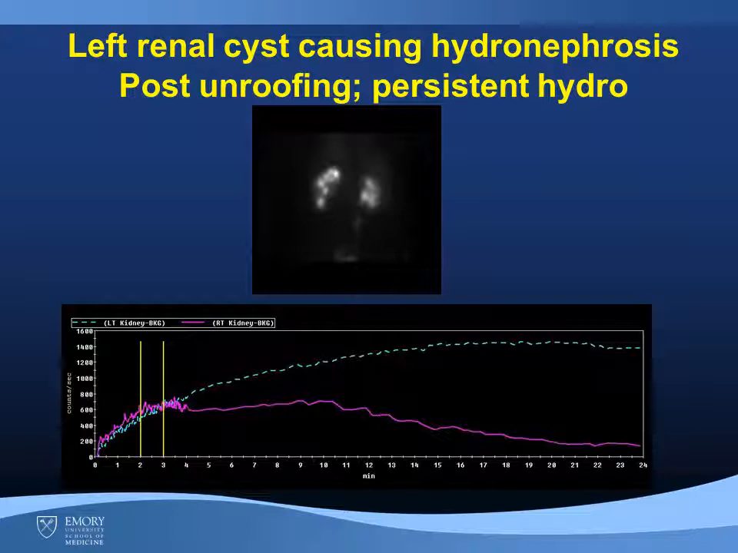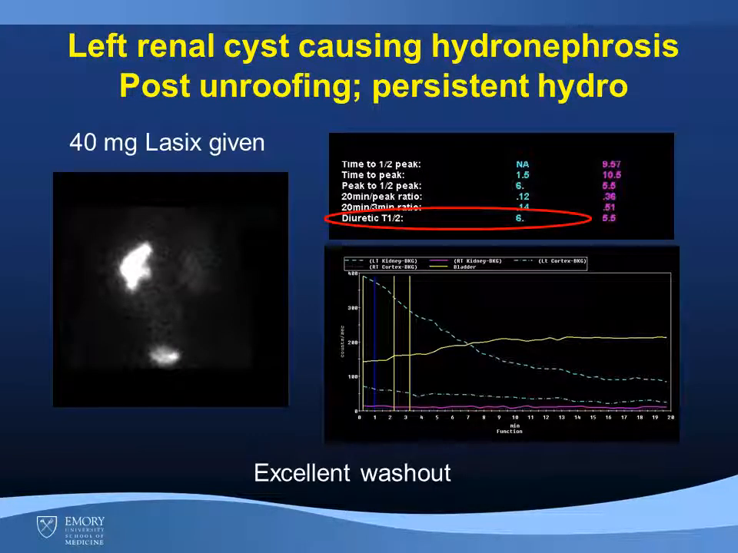Let's look at another patient with a left renal cyst causing hydronephrosis, who is post-unroofing, and there is persistent hydronephrosis. Let's play our dynamic images. And we could see that while there is uptake, excretion, and emptying on the right, there is retained radiotracer in the proximal left collecting system, reflected in the upgoing time activity curve on the left. On the right, this is not a perfectly normal time activity curve, but there is emptying. Then 40 milligrams of Lasix is given. And we could see on the left that there is excellent washout of radiotracer, reflected in the downgoing time activity curve, and the diuretic T1/2 of less than 10 minutes. Thus, this is non-obstructive hydronephrosis.